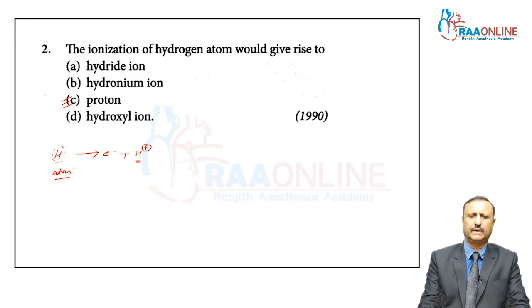And what is the hydronium ion? When this proton reacts with water to form H3O plus ions, it is called hydronium ion. So my dear students, this is called hydronium ion and this is called proton. So in this way, you can see here, this is the hydronium ion and this is the proton. So the ionization of hydrogen atom would give rise to the proton.